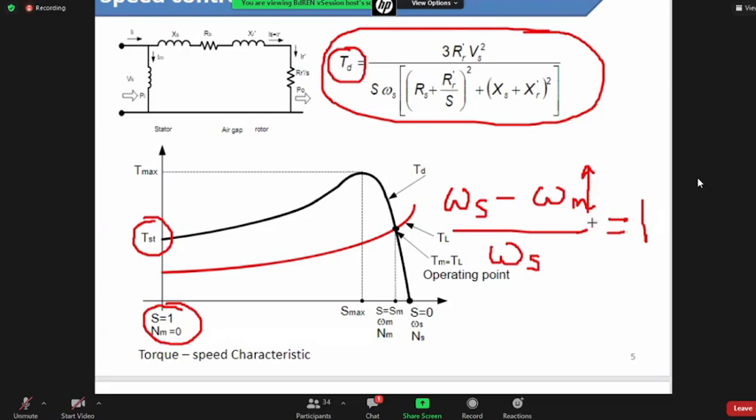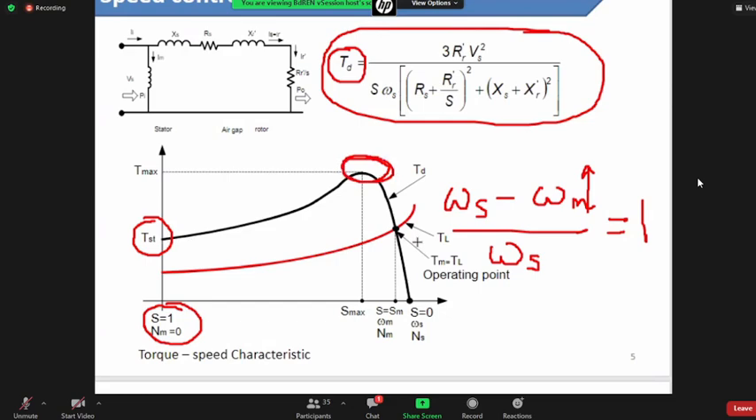Eventually, at the end point, the machine is locked when omega s is equal to omega m, which will never actually happen. But if it happened, the plot would look like this. At a certain point, the torque continuously increases, and it will reach the maximum value right here.